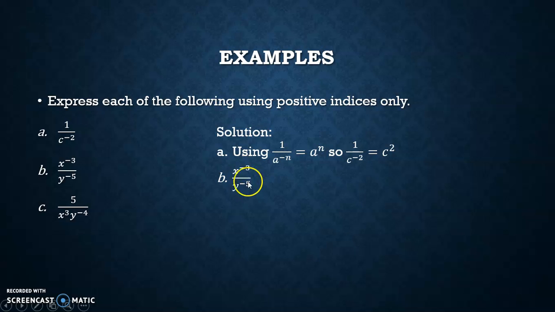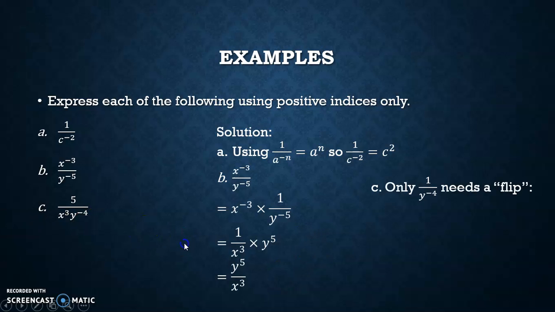So with negative indices, if you were on the numerator, you have to go to the denominator. If you were on the denominator, you have to come up to become the numerator. This is what a negative index means. So that will equal y to the power of 5 over x cubed. But for c, similarly, only 1 over y to the power of negative 4 needs a flip. So it equals that.